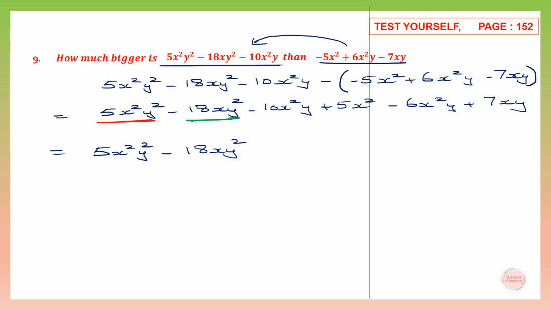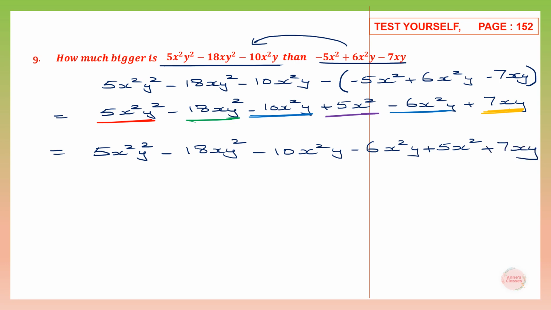Now the next one is x square y. Do we have an x square y? Yes, here we have an x square y. So that is going to be minus 10x square y minus 6x square y. Then what do we have left? We have here 5x square, but there's no other x square. So we're going to write it as it is, plus 5x square. And the one that's left is 7xy. There are no more xy, so we write it as it is, plus 7xy.